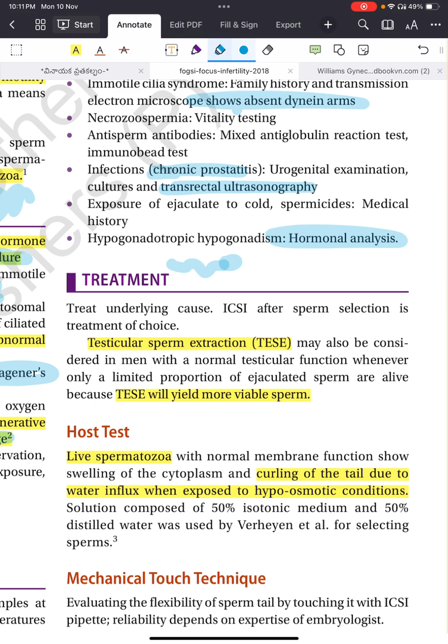Testicular sperm extraction, TESE, may also be considered in men with normal testicular function whenever only a limited proportion of ejaculated sperm are motile, because TESE will yield more viable sperm. TESE is very important. So if you get a condition of asthenozoospermia with normal testicular function, what will be your treatment? It is not ICSI alone. It is testicular sperm extraction followed by ICSI.